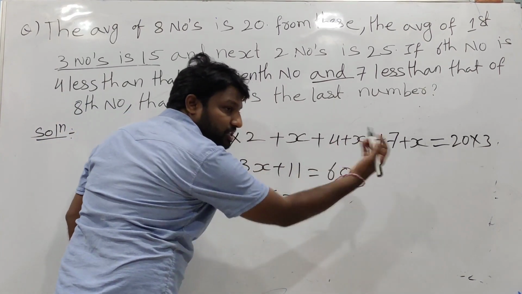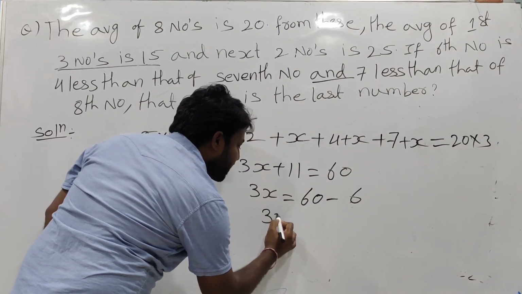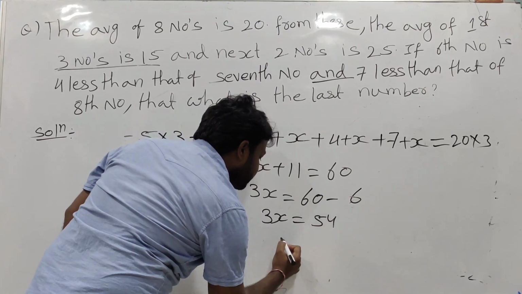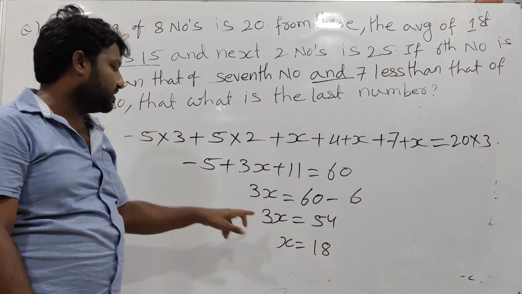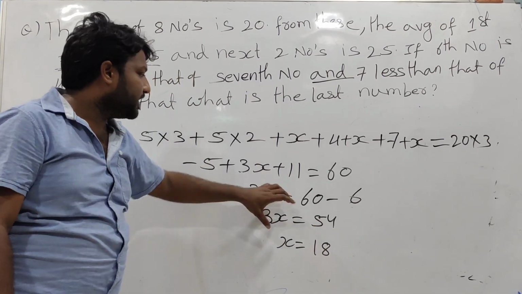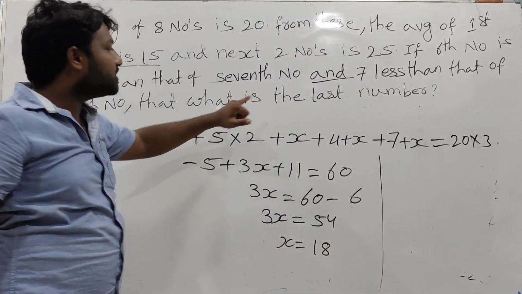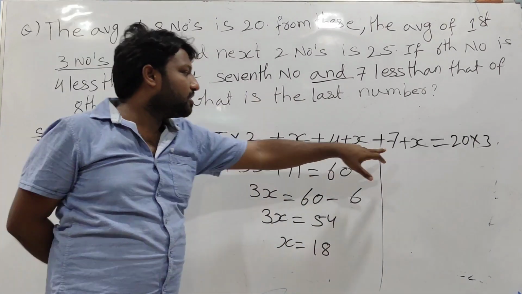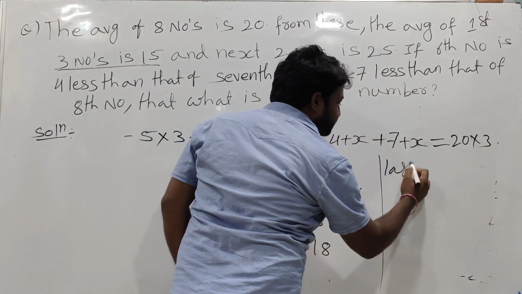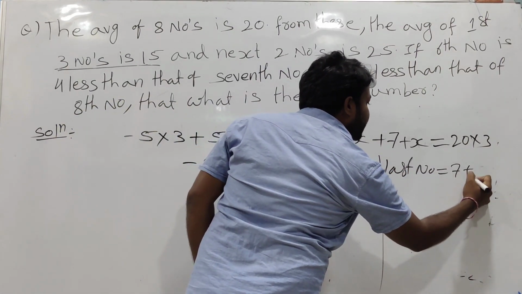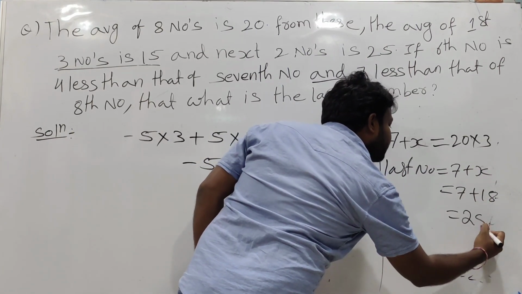So here the plus 6 will go to that side, it will become 60 minus 6. So 3x value is nothing but 54, x value will be nothing but 18. 3x is 54, x is 18. X is nothing but the 6th number. What is asked in the question? What is the last number? So the last number is the 8th number, that is nothing but 7 plus x. 7 plus 18 is nothing but 25.